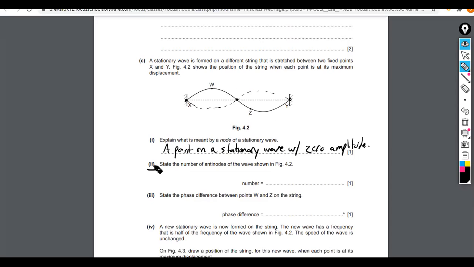Question 2, part 2 of C. Oh, I thought he gave us the answer there. There's an antinode and there's an antinode, where the particles are moving along.